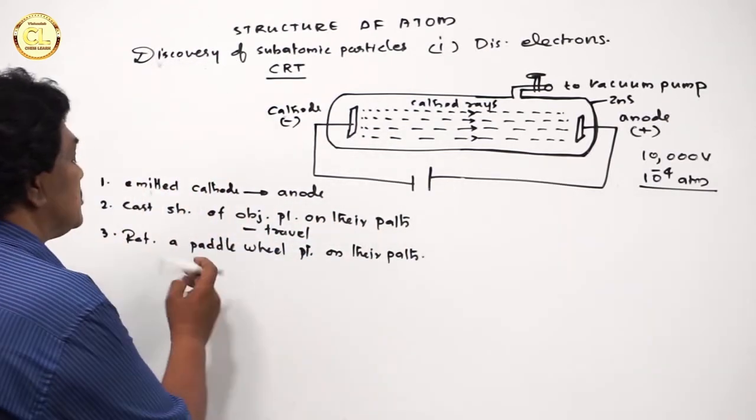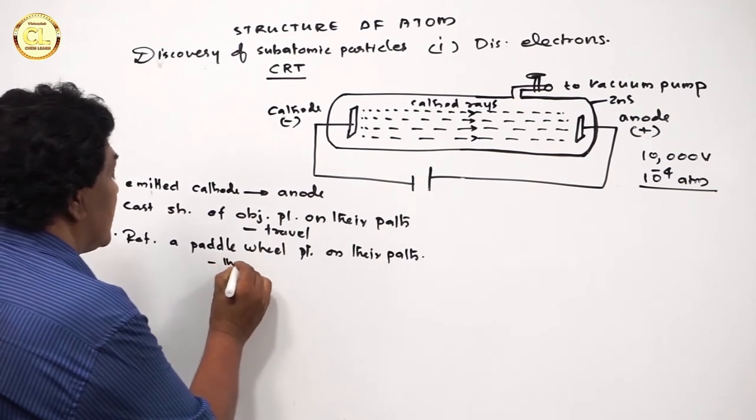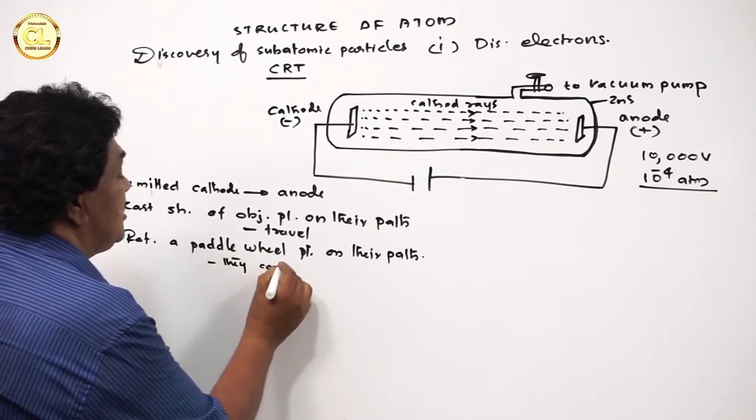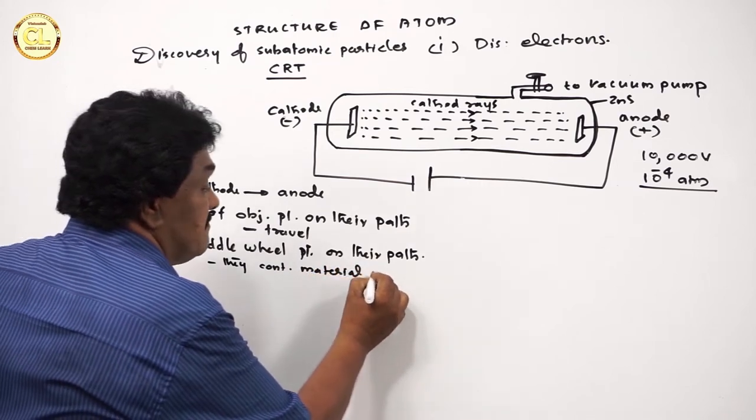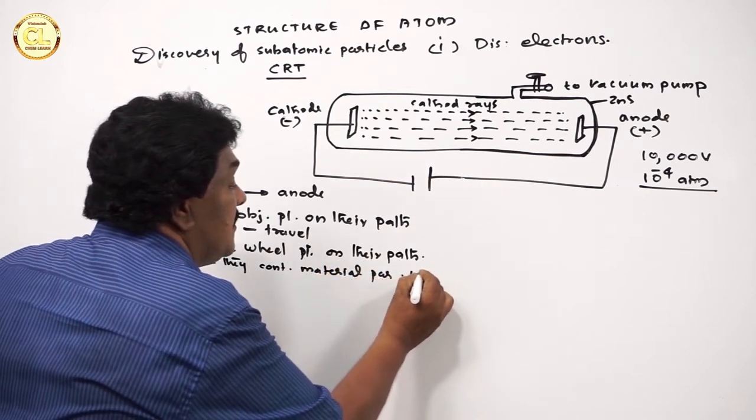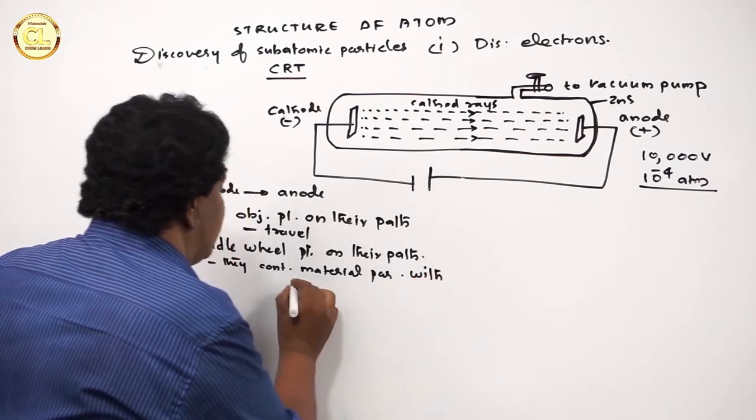So this shows that cathode rays contain material particles with a momentum, or kinetic energy.